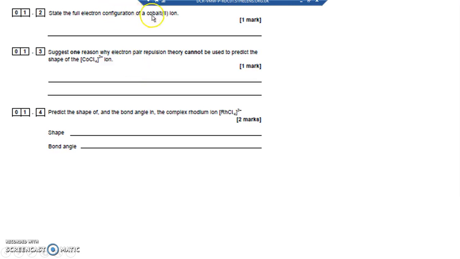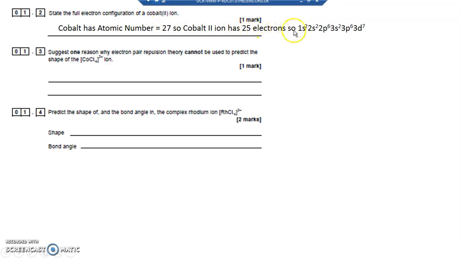State the full electron configuration of a cobalt-2 ion. Well, cobalt's got an atomic number of 27, so it's got 27 electrons. Cobalt-2 means the cobalt's in oxidation state plus 2, it's lost 2 electrons, so it's got 25 electrons. 1s2, 2s2, 2p6, 3s2, 3p6, 3d7 adds up to 25.